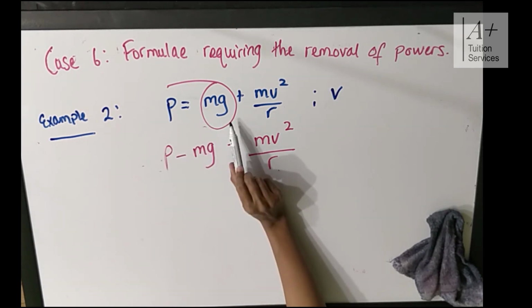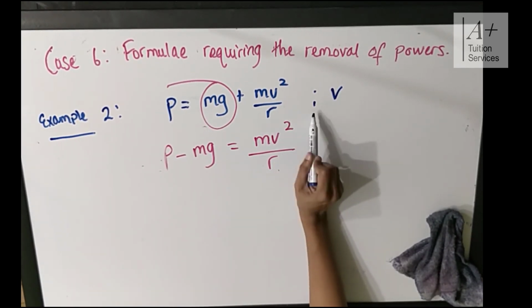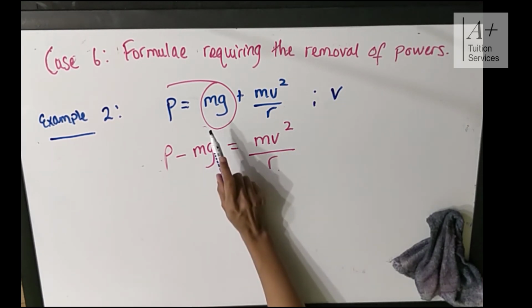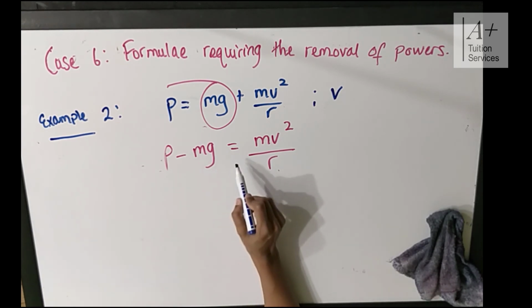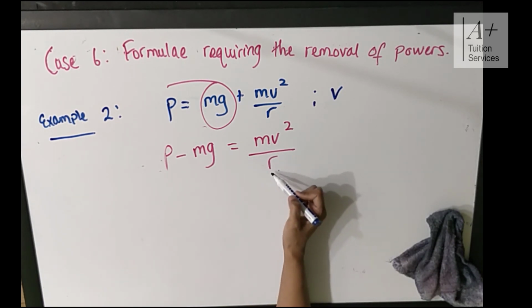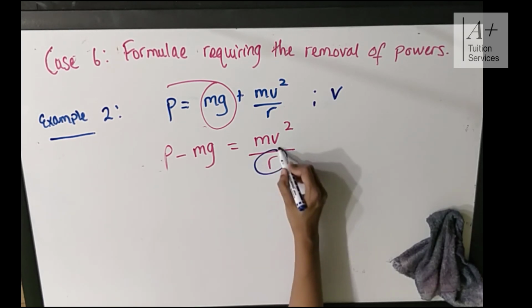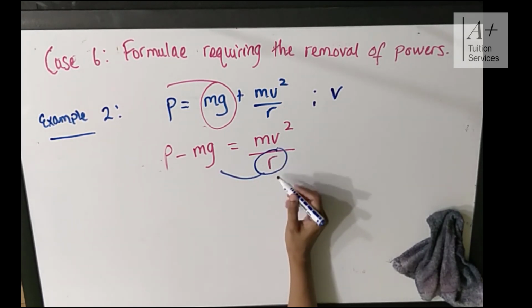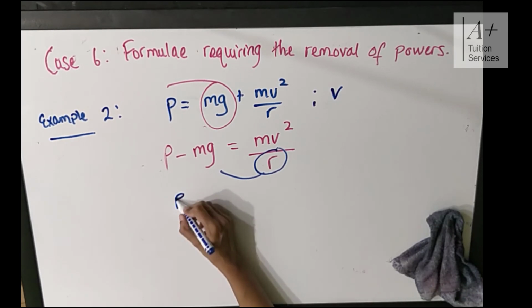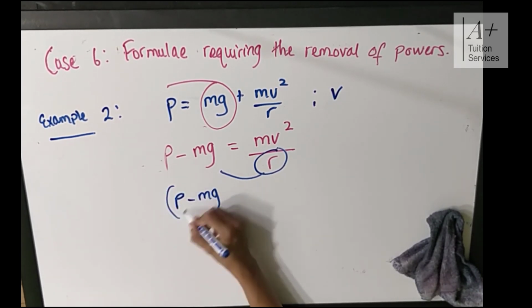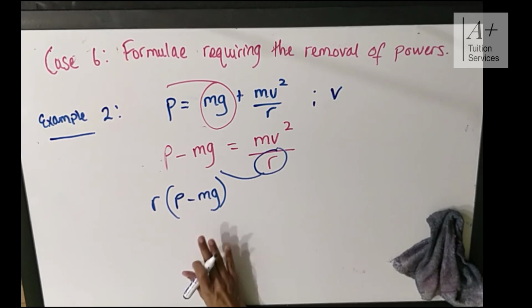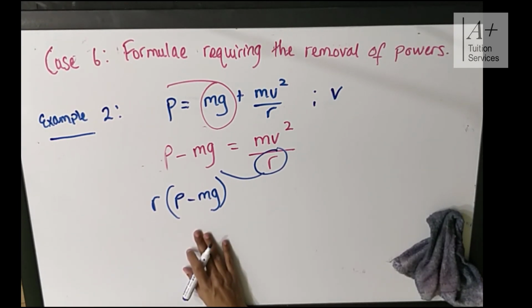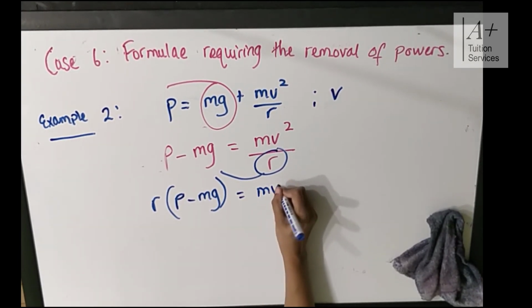So P is equal to mg plus mv squared over R, and we want to make V the subject. So mg is positive mg, and that will go across as being negative. So P minus mg is equal to mv squared divided by R. So now we want to take R away, and R is divided by, so this will be P minus mg multiplied by R, and we're using brackets for this because brackets represents multiplication when we talk about the equation, is equal to mv squared.